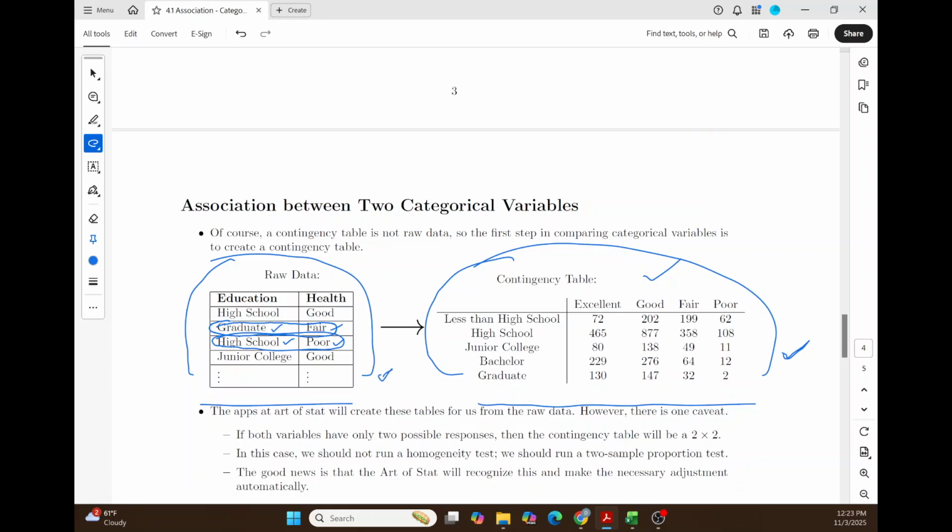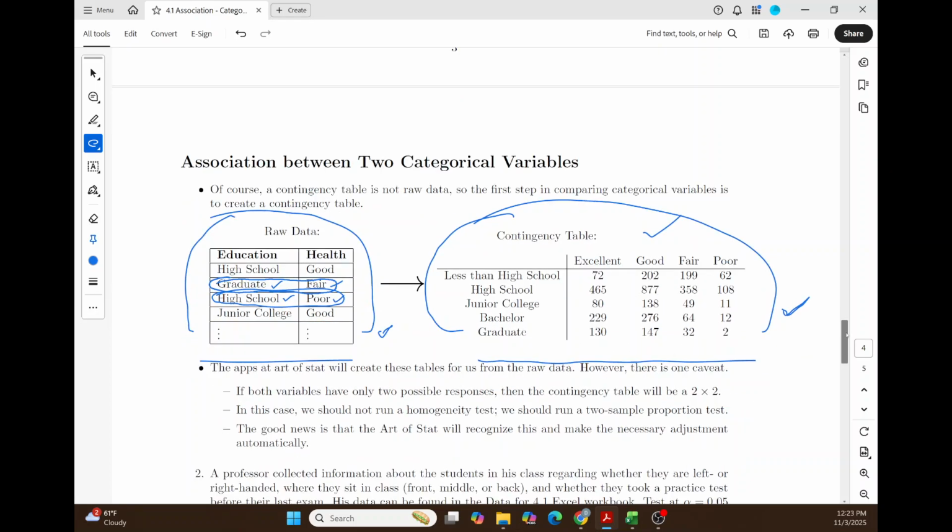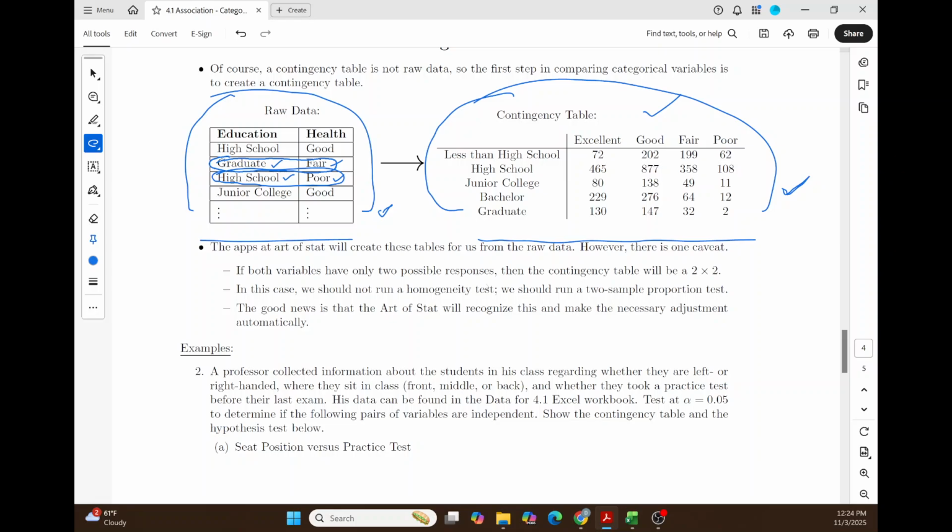So when you're starting with the raw data, you'll have to use a different menu in ArtofStat, right? So ArtofStat will take raw data and it'll convert it into a contingency table for us, which is really nice. There is one potential caveat that ends up actually not being a huge problem, and that is that if the contingency table that you get ends up being a 2x2 table, then you really shouldn't run a homogeneity test. You should run a two-sample proportion test. But the good news is that ArtofStat recognizes that and it makes the necessary adjustments automatically, so we don't really have to worry about it.